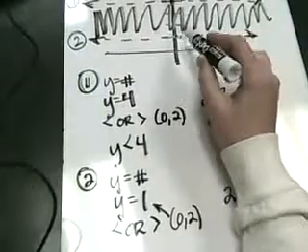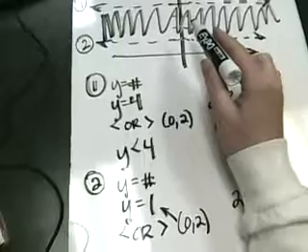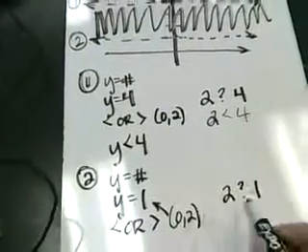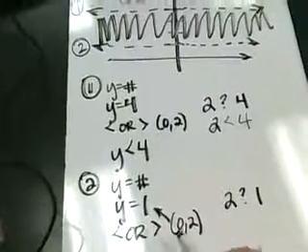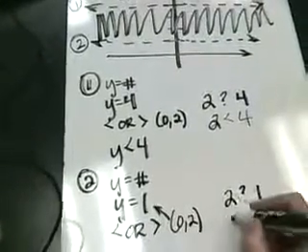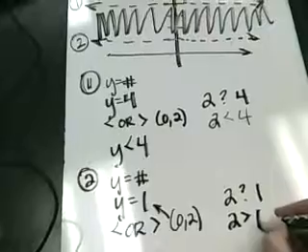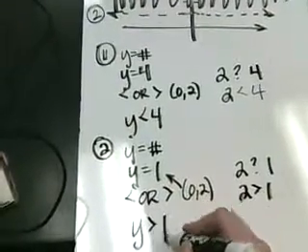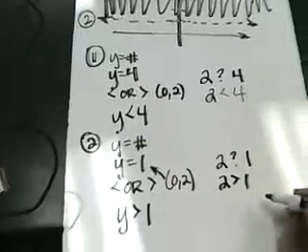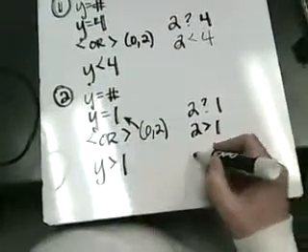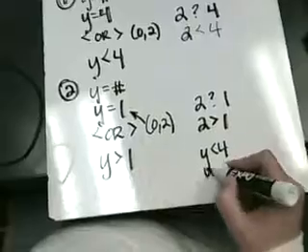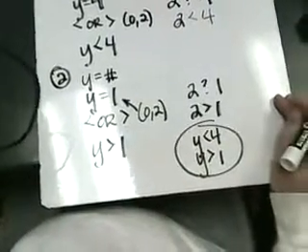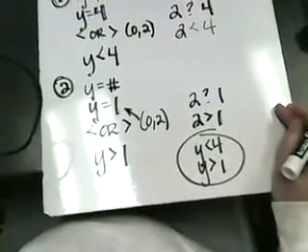And remember, since it was in the shaded region, I need to be making a true statement, using either a less than or greater than symbol. So is 2 less than 1 or is 2 greater than 1? 2 is, of course, greater than 1. So then my inequality has to be y greater than 1. So my final answer is y is less than 4 and y is greater than 1. That would be my final answer for my system of inequalities.